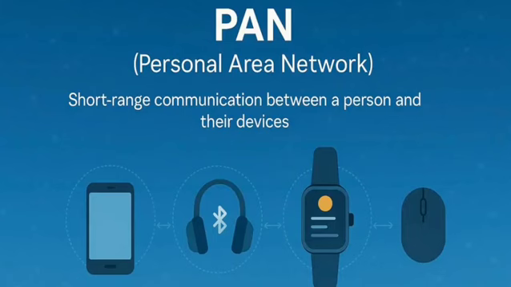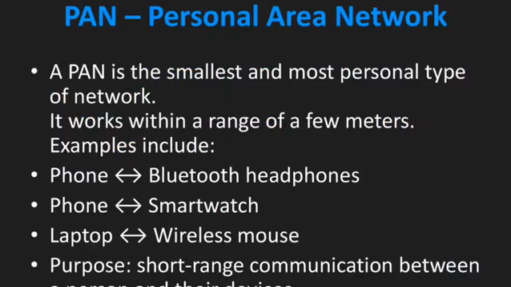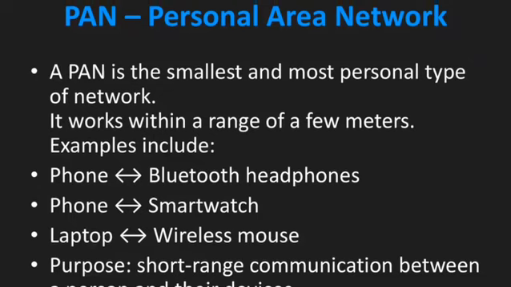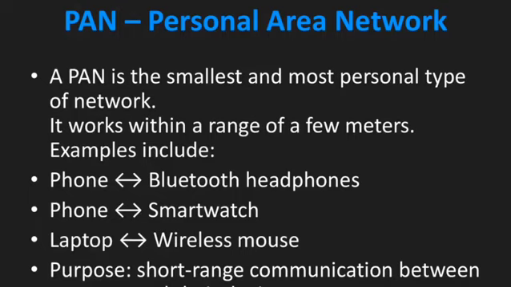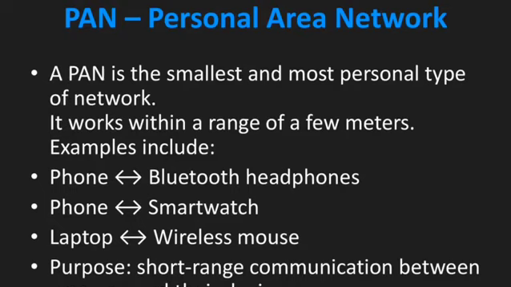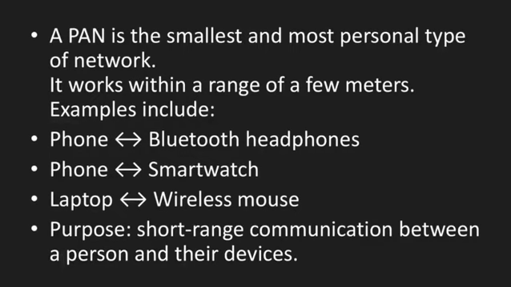PAN, Personal Area Network. A PAN, or Personal Area Network, is the smallest and most personal type of network. It works in a very short range, usually just a few meters around you. Examples include your phone connecting to Bluetooth headphones, a smartwatch, or a wireless mouse connected to your laptop. The main purpose of a PAN is simple. It helps your personal devices communicate with each other over short distances.